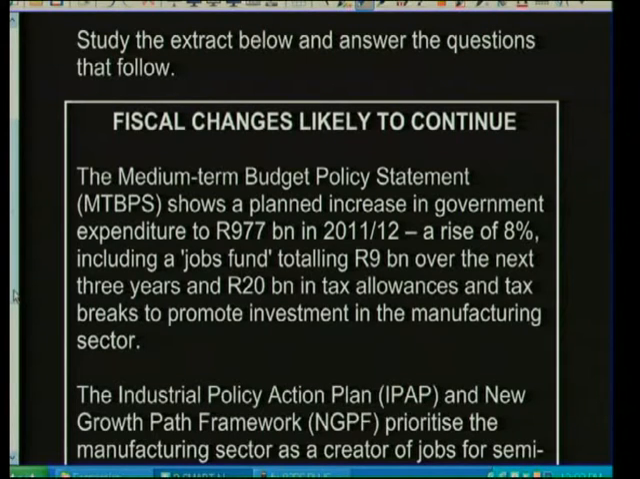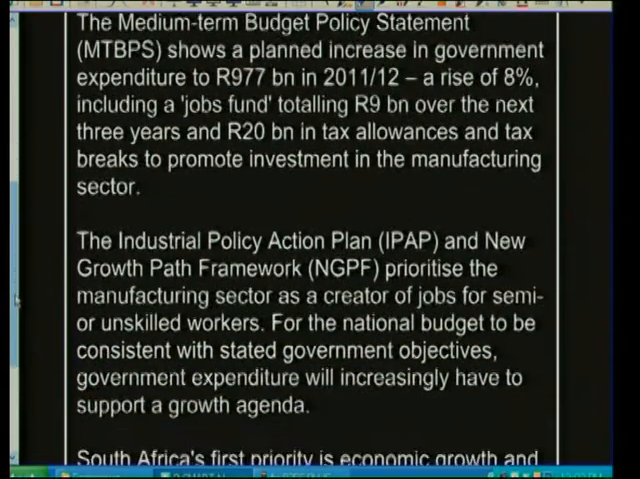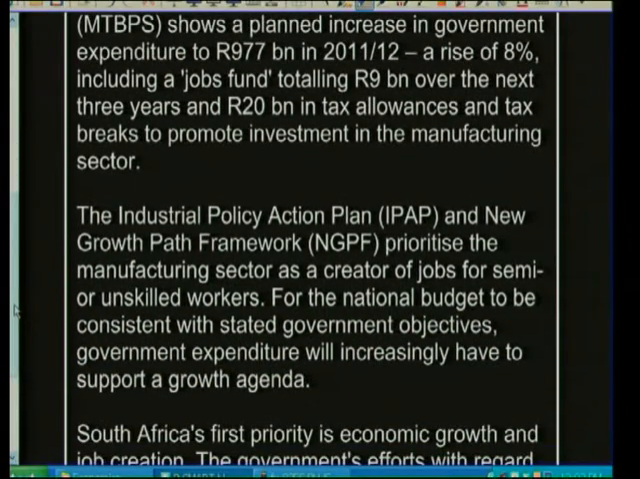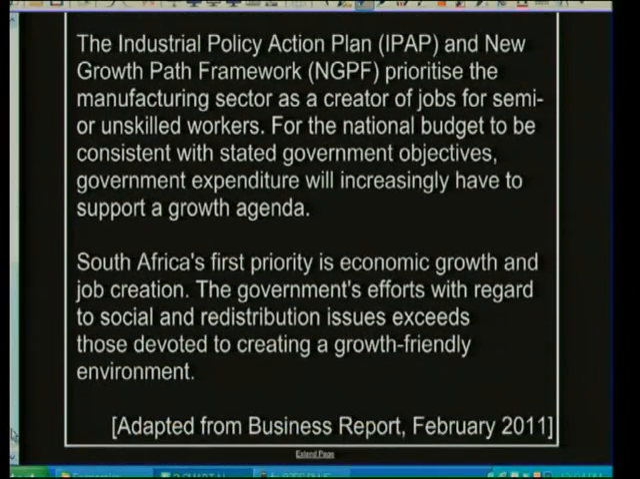The Industrial Policy Action Plan, IPAP, and the New Growth Path Framework, NGPF, prioritize the manufacturing sector as a creator of jobs for semi or unskilled workers. For the national budget to be consistent with stated government objectives, government expenditure will increasingly have to support a growth agenda. South Africa's first priority is economic growth and job creation. The government's efforts with regard to social and redistribution issues exceeds those devoted to creating a growth-friendly environment. And this was taken from Business Report, February 2011.